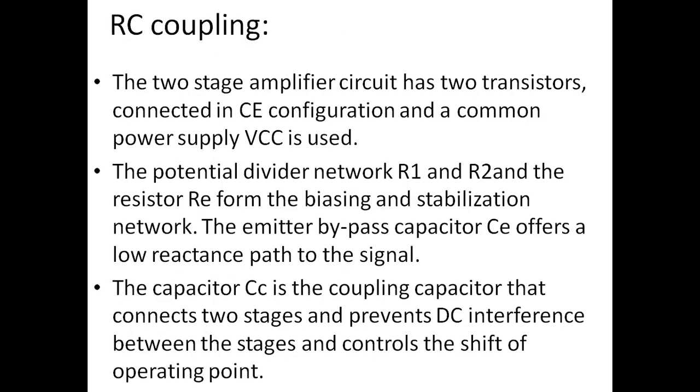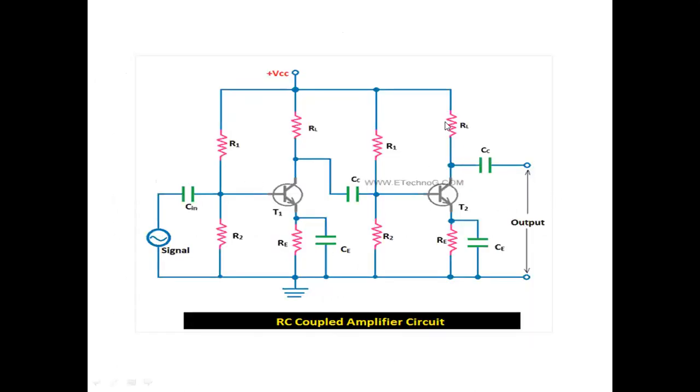The first one is RC coupling. Here we have a figure that represents RC coupling. We can observe two stages: this portion represents the first stage and this one represents the second stage. So we have two stages, and that's why this type of amplifier is known as a multi-stage amplifier.